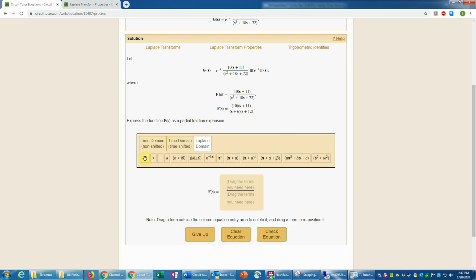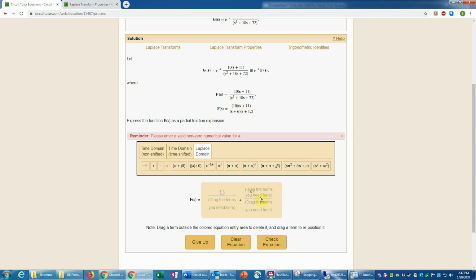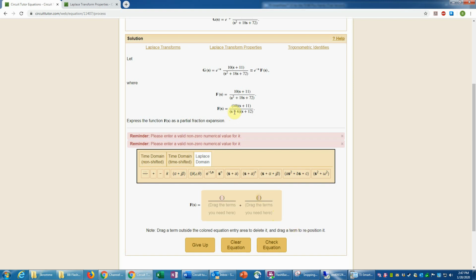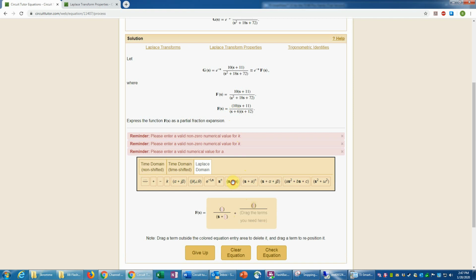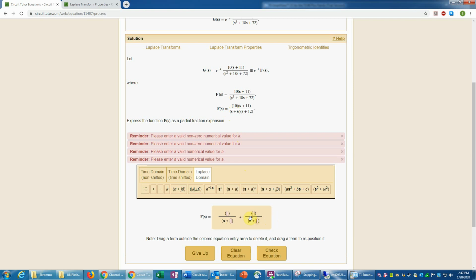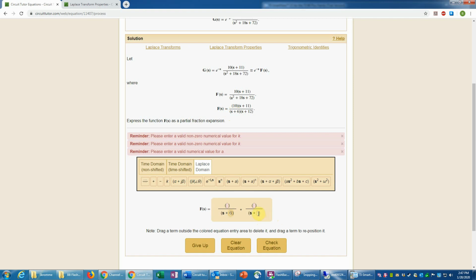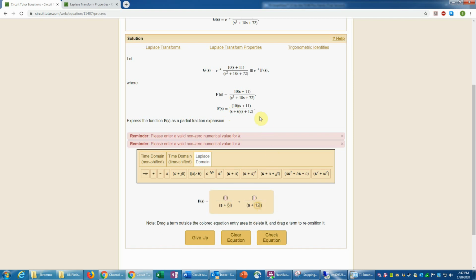So I'll put in one fraction term here by clicking on that, or I could have dragged it, plus a second fraction term. So that'll look like that. And then I need a constant in the numerator of each of those things. These will be real constants because my roots are real. And then I need the s plus a term in each of the denominators to make a proper partial fraction expansion. So now the a's we know are going to be 6 and 12, as we can read off from the original expression. And again, we're working with F of s here, not the full G of s.